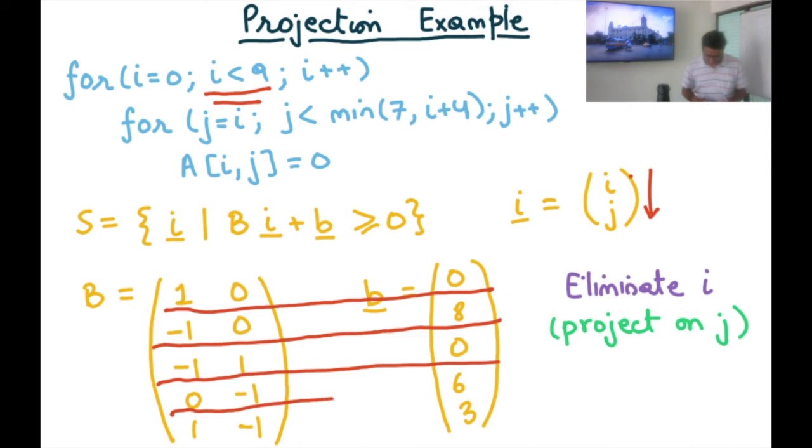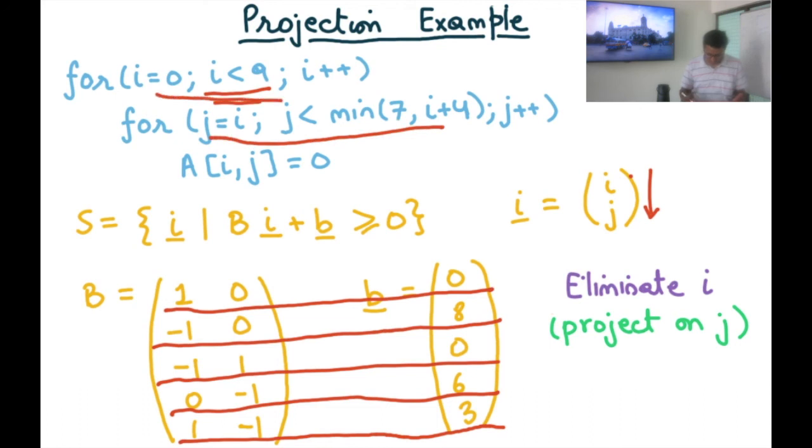The fourth one is saying minus j plus 6 is greater than or equal to 0, which basically means j is less than or equal to 6. And the last one says I minus j plus 3 is greater than or equal to 0, which means j is less than or equal to I plus 3. These matrices exactly encode the polyhedron defined by the iteration space in this particular loop. And now I want to eliminate I.